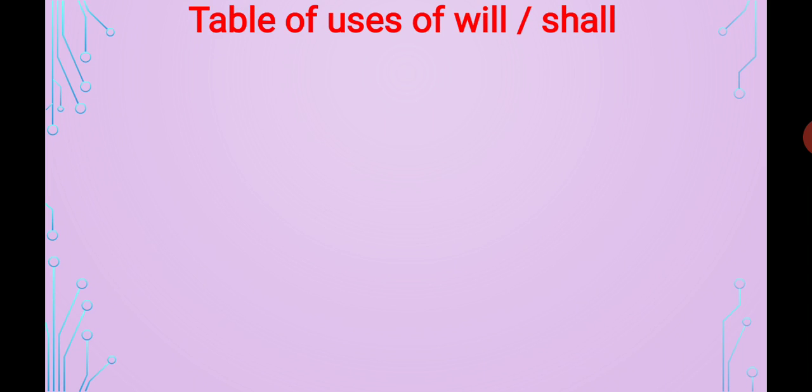Let's see the table of uses of will and shall. Where we use will and where we use shall, let's see. With I and we, we use will or shall. Generally, only with I and we we use shall or will, both helping verbs. And with he, she, it, you and they, we use only will.